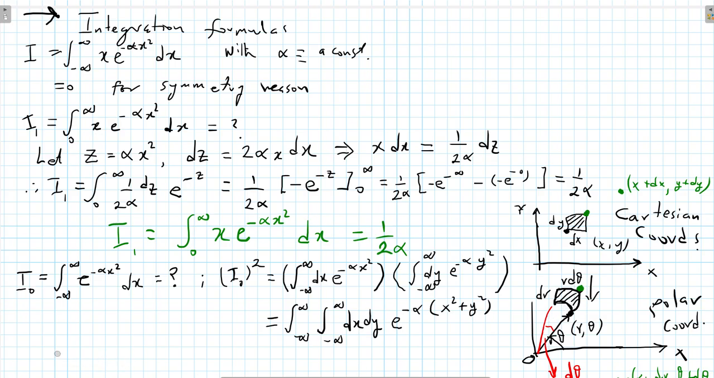So r ranges from 0 to infinity. These are the values r can take, and theta can range from 0 to 2 pi in units of radians. This happens for the case when x goes from minus infinity to infinity and y goes from minus infinity to infinity as well. Maybe we have to go to the next page.